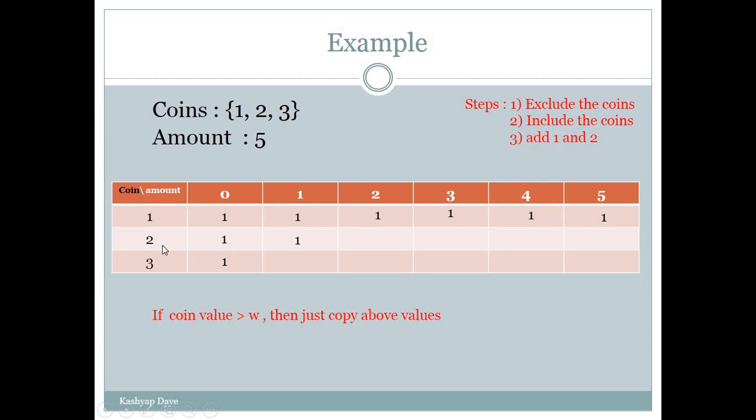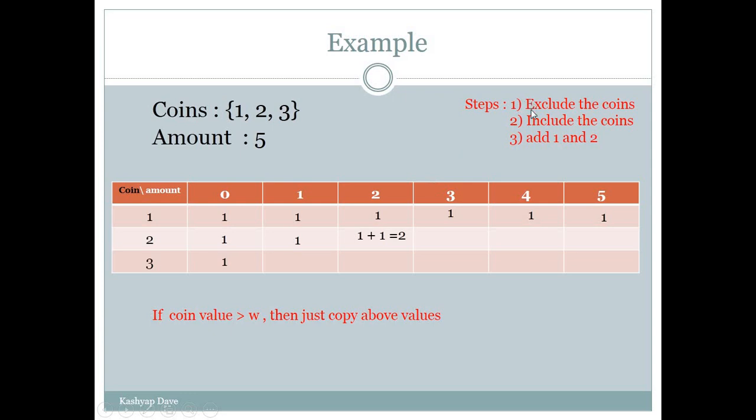Another step says include the coin. If we use this 2 rupee coin, then how many ways? So if we use this 2 rupee coin, we will deduct it from this amount 2. So 2 minus 2 will be 0. So in this row, in 2's row, we will go to the 0 point. In that case we will have value 1. So we will add that 1 to our previous one.